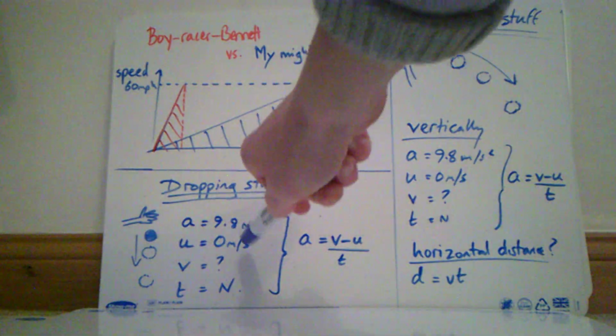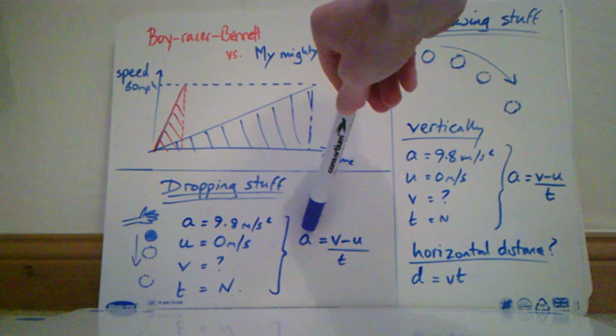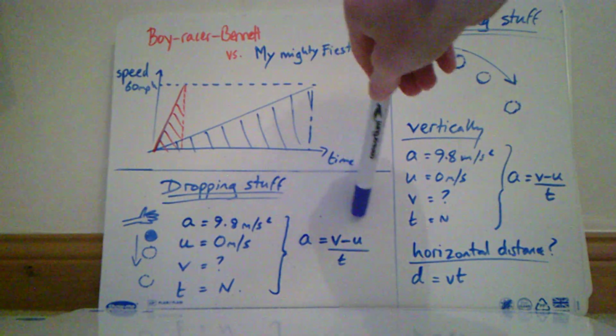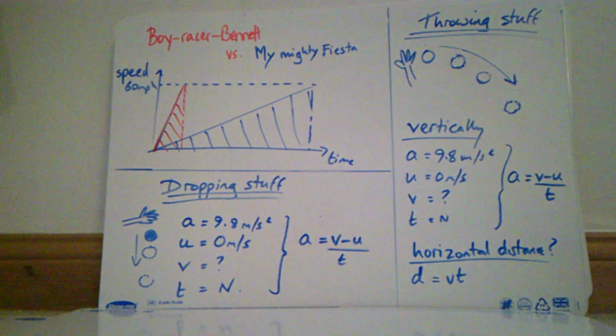U is always going to be 0 if you drop something or throw something forward. So U is always 0, V is often what you're trying to find, which is final speed, and time is just given to you as a number of seconds. So A is 9.8 always, V is usually what you're trying to find, U is 0 always, and T is given to you in the question.